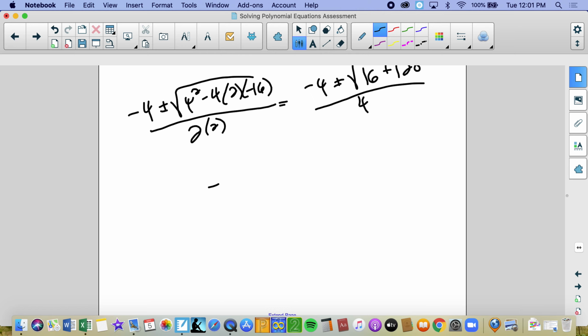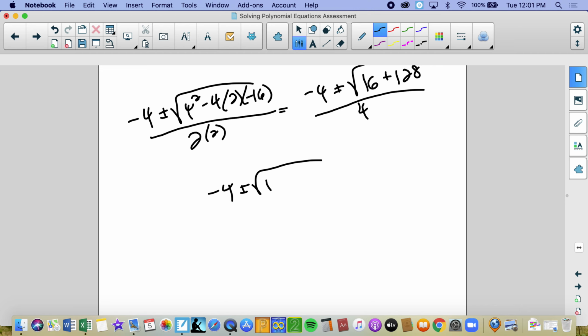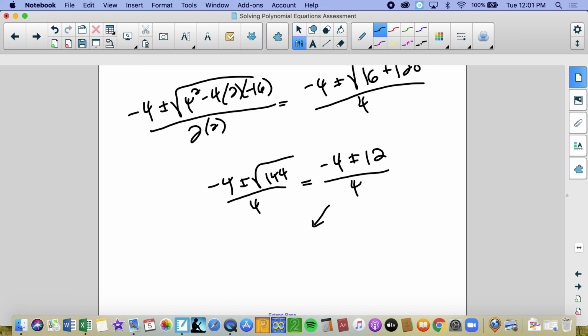We have negative 4 plus or minus the square root of 16 plus 128, which gives me 144. I like that, because it's a perfect square. The square root of 144 is 12, over 4. And so we'll split these up: negative 4 plus 12 over 4, and negative 4 minus 12 over 4.